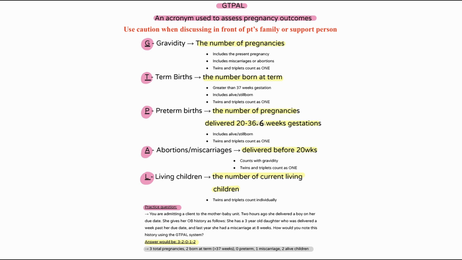It's going to include whether that baby was born alive or stillborn. And again, twins and triplets are only counting as one. It was still one delivery, even though it resulted in two babies.